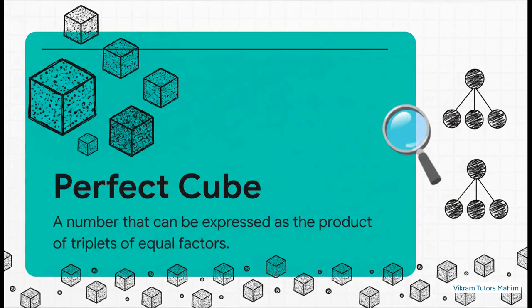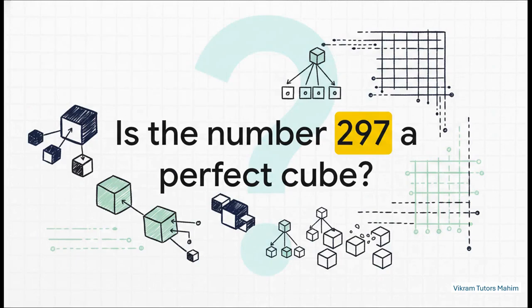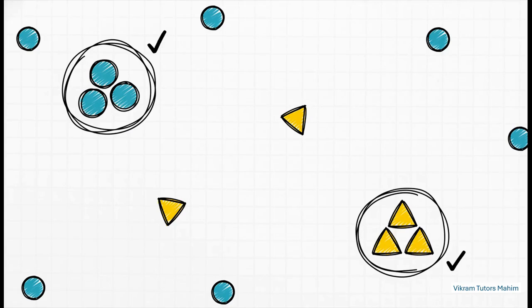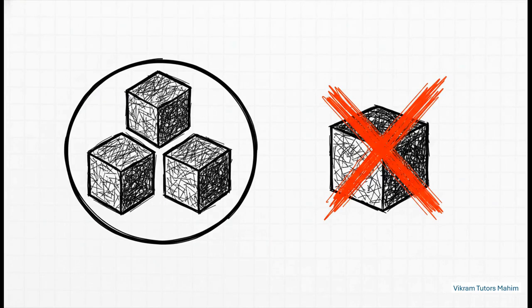Okay, this brings us to the idea of a perfect cube. Let's dig into what that means. So how can we tell? Well, we need to break the number down into its prime factors. When we break it down, we see its building blocks, 3 3s and 1 11. And here's the key. A perfect cube has all its prime factors in groups of 3. See that single 11? Since it's not in a triplet, 297 is not a perfect cube.